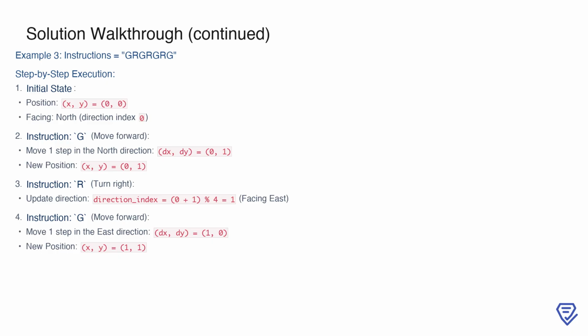Starting at position 0, 0, and facing north, the robot first encounters G, which moves it one step forward in the north direction. This increases the y coordinate by 1, so the new position is 0, 1. The next instruction R tells the robot to turn right. A right turn increases the direction index by 1, resulting in a new direction index of 1, which corresponds to facing east. The robot then processes another G, moving forward in the east direction. Movement in this direction increases the x coordinate by 1, so the new position becomes 1, 1.